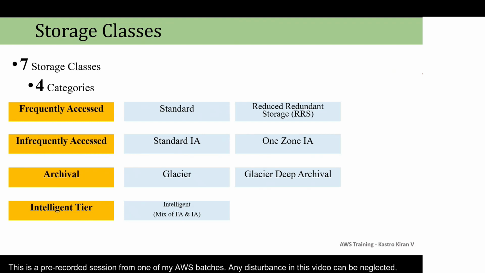Now, by the name itself, you can see it's standard frequently accessed. What does it mean by frequently accessed? Frequently accessed is the content which is accessed frequently. Every day you are going to use the data. Now, I'll give 3 to 4 categories, and then you tell me which is the data that is frequently accessed and which is the data that is infrequently accessed.